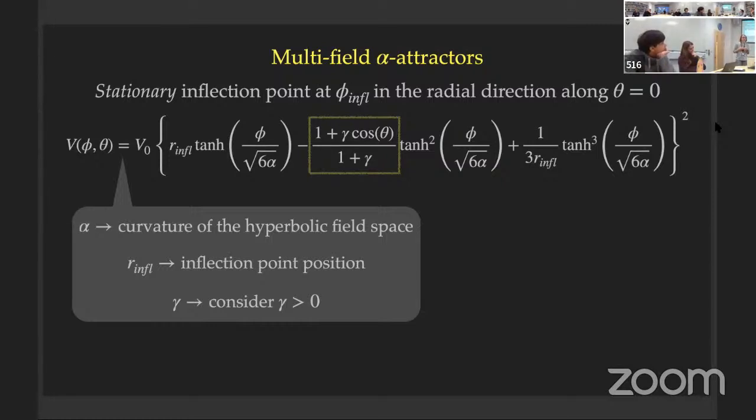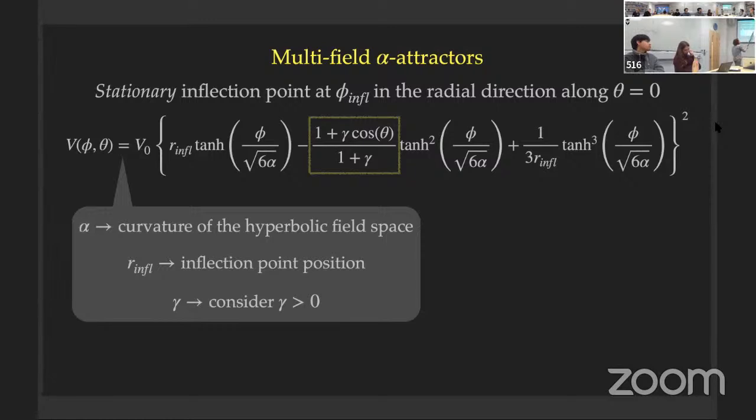And we decided to consider a variation of the model that I've shown you before, but now this is a multi-field model. So we put an inflection point at position phi inflection in the direction of theta equals 0. And this is how the multi-field potential looks. It really looks like the one that you've seen before. It still depends on the hyperbolic tangent. Still there is a linear, quadratic, cubic term. Still there are these two parameters that were there before. Now psi is not there because psi is 0, because this is a stationary inflection point, but that's not relevant.